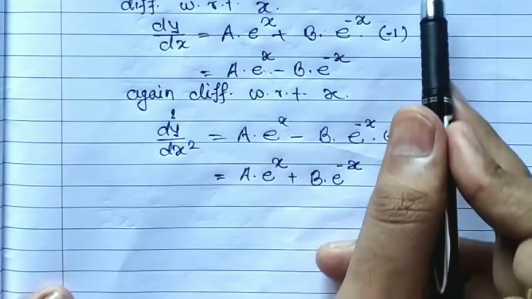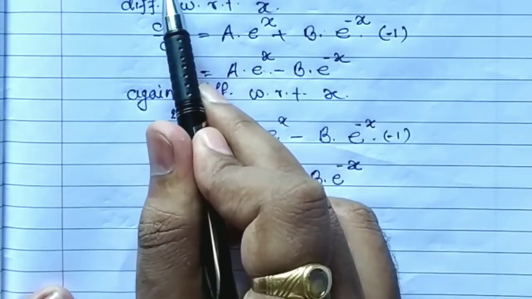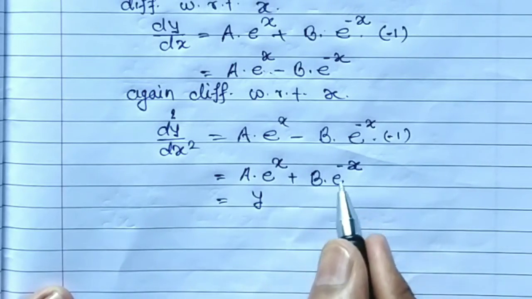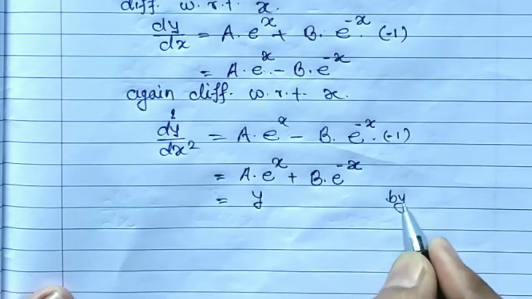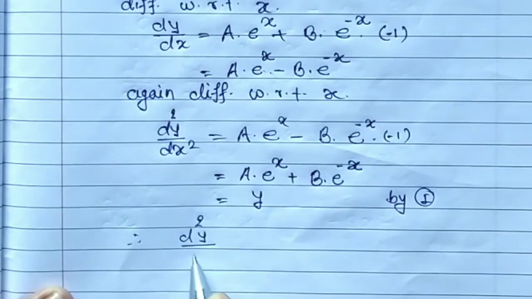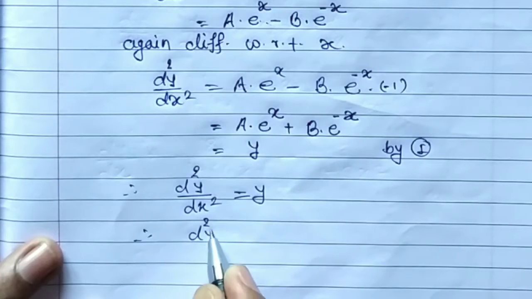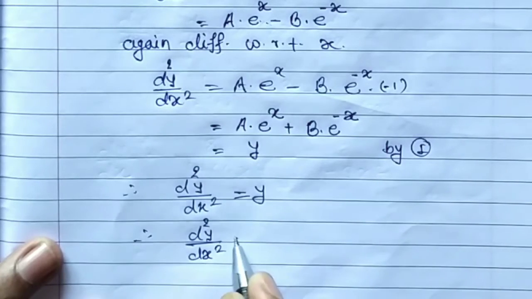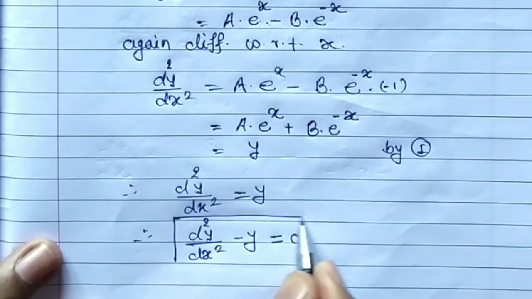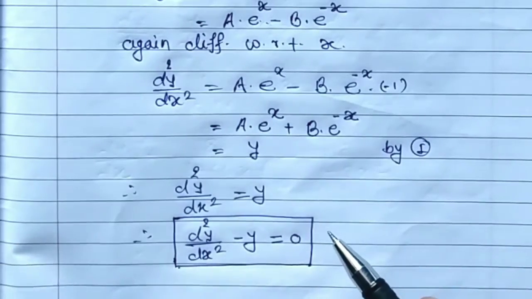But if we consider equation 1, this a e raised to x plus b e raised to minus x can be replaced by the symbol y. So we get d square y by dx square equal to y. That means d square y by dx square minus y equals 0. This is the required differential equation of the relation, obtained by using the derivative concept.